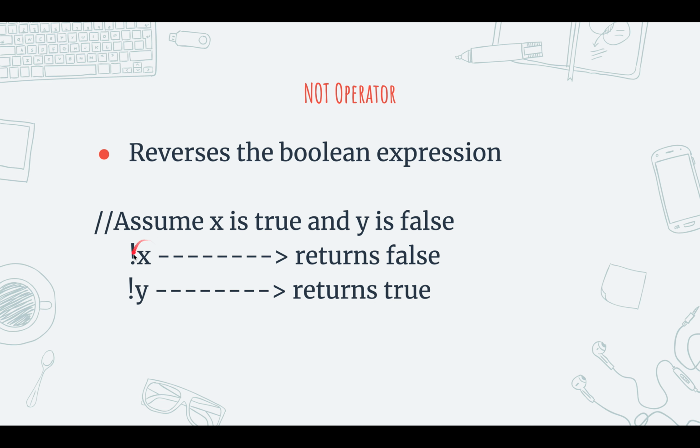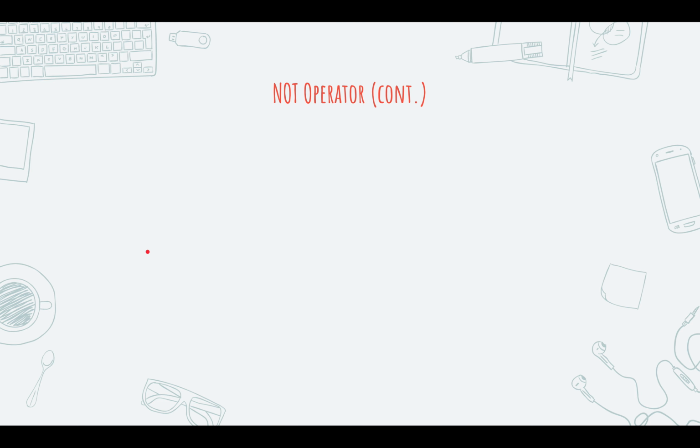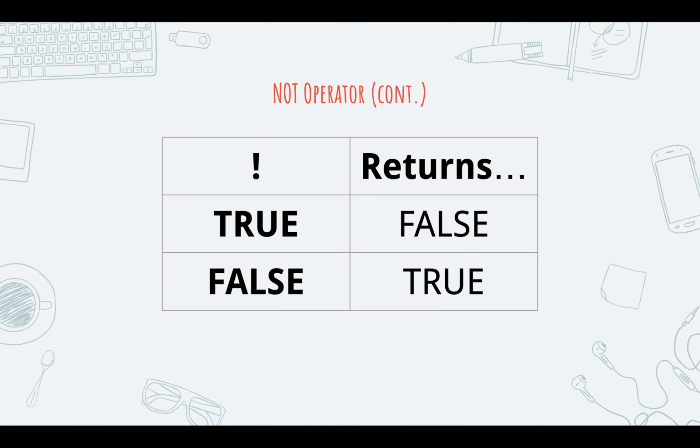Now, this doesn't have to be a variable. This can be a Boolean expression as well, so utilizing our relational operators. And I have a chart just like the ones that I have for AND and OR, but it's smaller, you could say. So if it's true, and we have the exclamation point, or the NOT operator specifically, then it returns false. And if it's already false, then it returns true. Basically, it makes it the opposite of what it is.